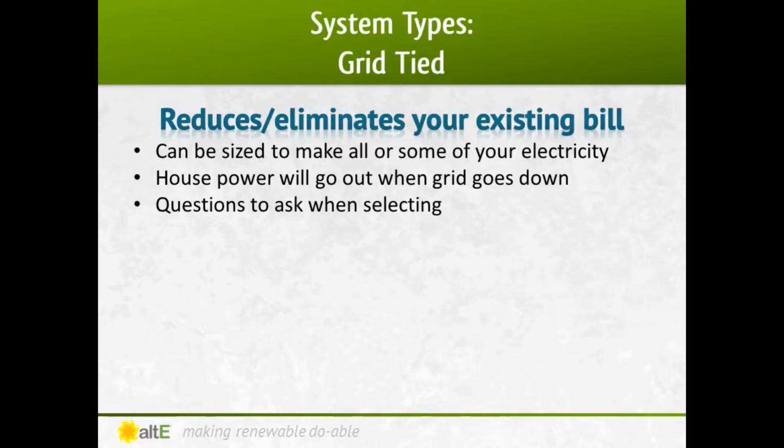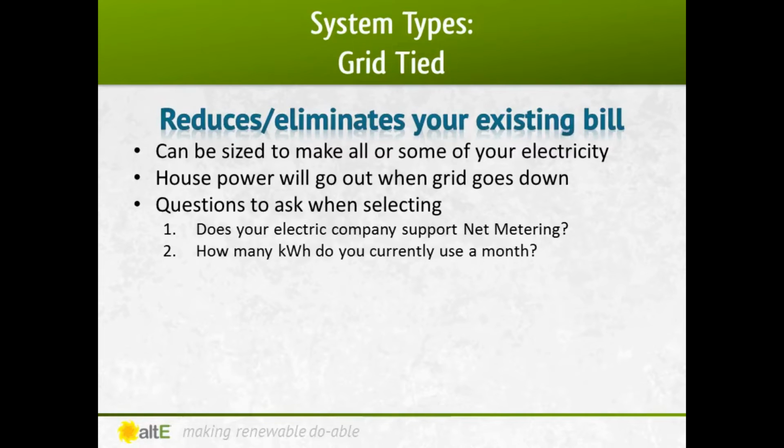When deciding on a grid-tied system, there are several decisions. First, make sure your electric company supports net metering and if they have any specific rules you need to follow other than turning off when the grid goes out. Then find out how much power you currently use by reading your electric bill. How many kilowatt hours do you currently use each month?